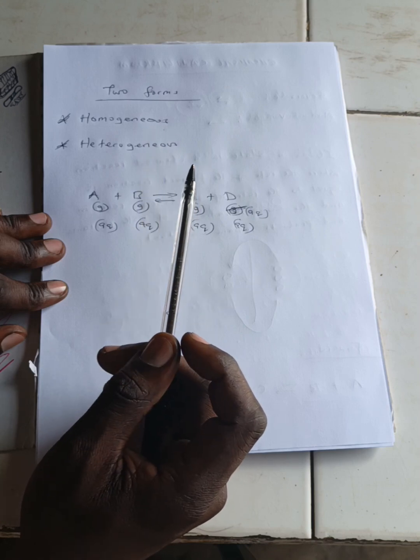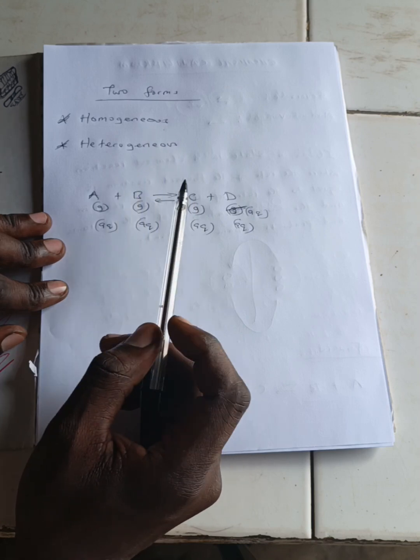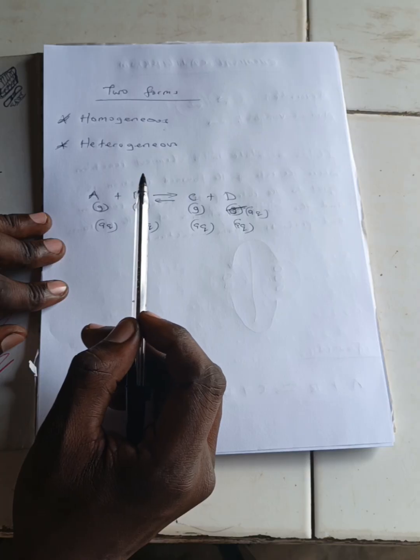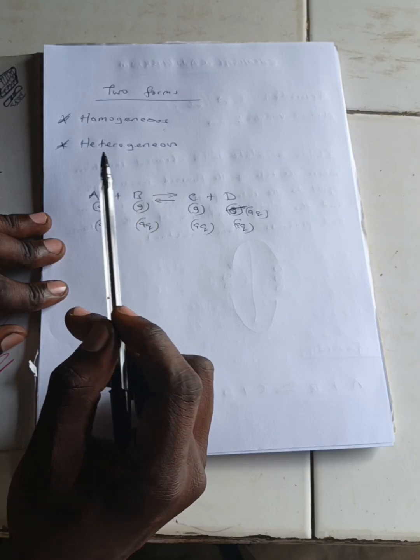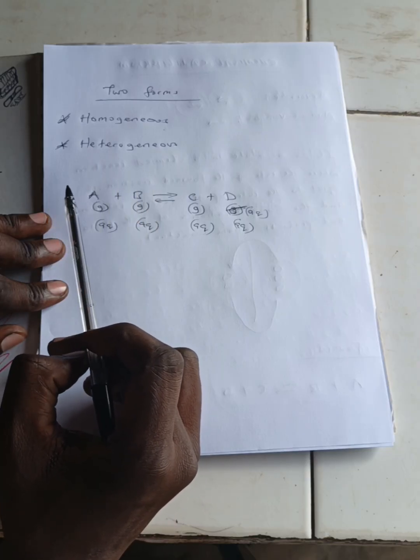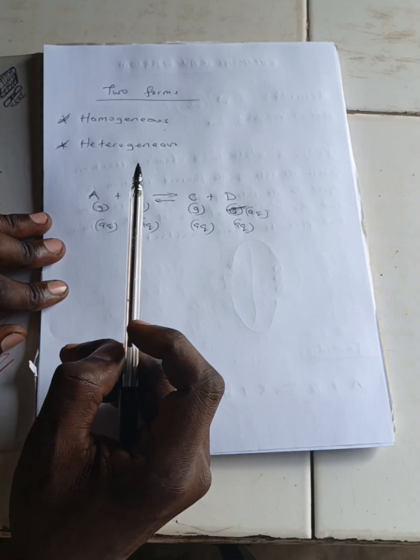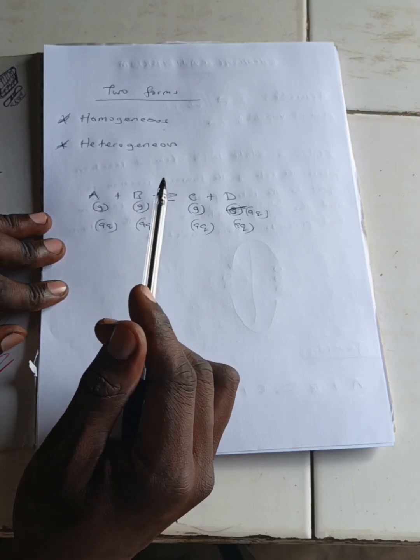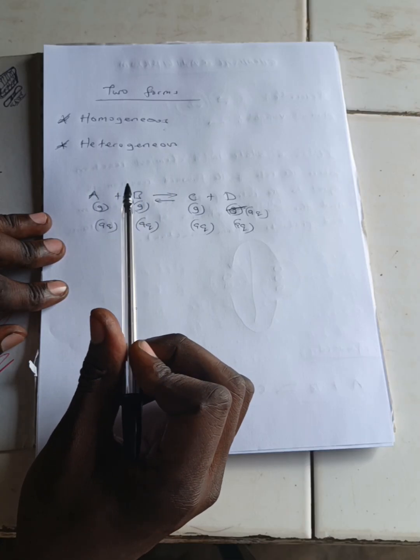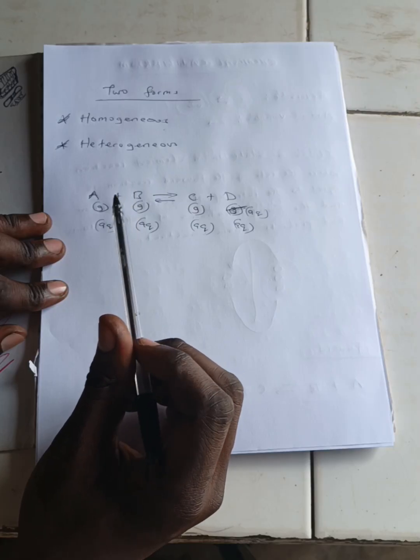So in this video, we have talked about reversible and non-reversible chemical reactions. We've talked about the forward and the reverse chemical reaction. We've defined also what chemical equilibrium is. We've looked at two forms of chemical equilibrium. I hope you understood that.